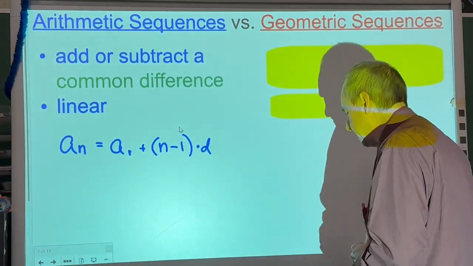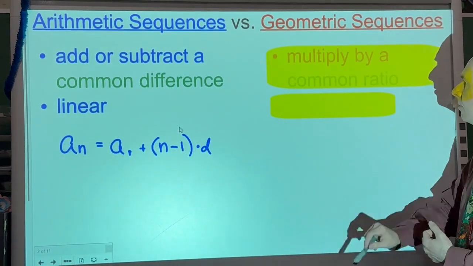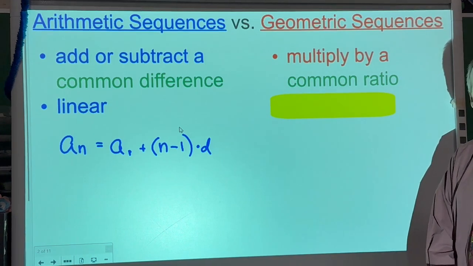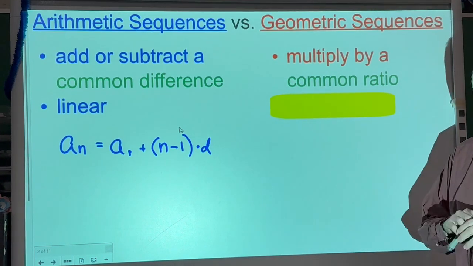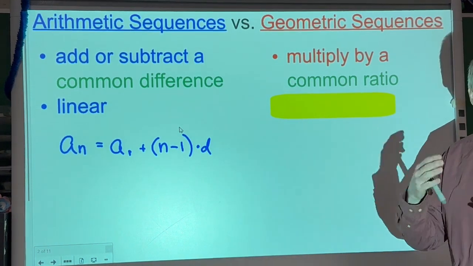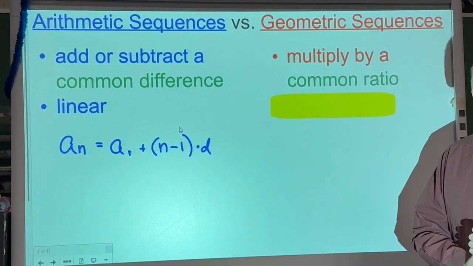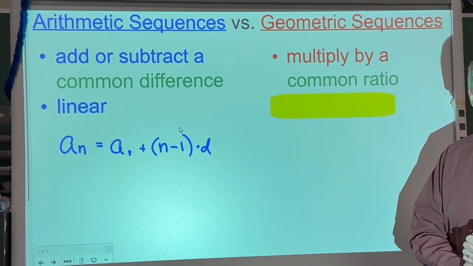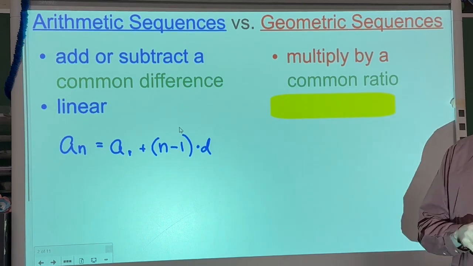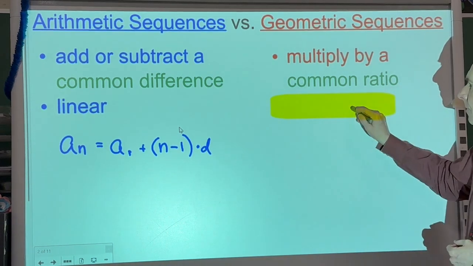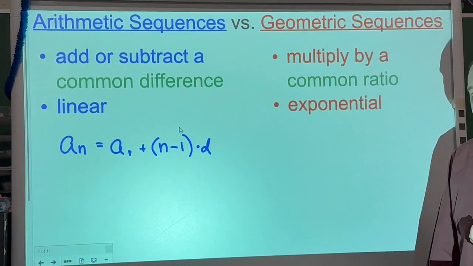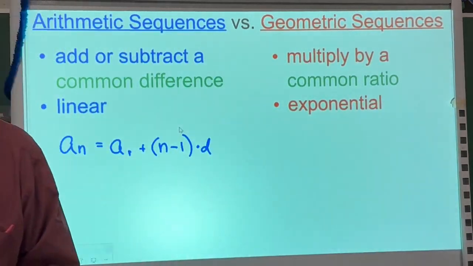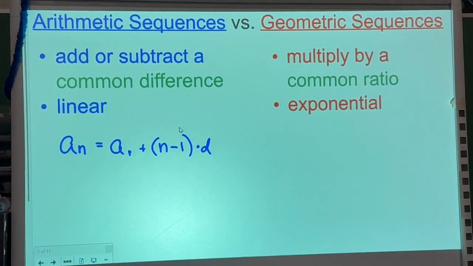Whereas with a geometric sequence, you are multiplying by a common ratio. Sometimes when you see the numbers going down, you think, oh, I'm dividing by the same amount. Yeah, you're multiplying by a fraction. If you multiply by a half, that's the same thing as dividing by 2. If you multiply by a third, that's the same thing as dividing by 3. Our graph becomes exponential. It's no longer linear. So that means we're going to need a different equation.